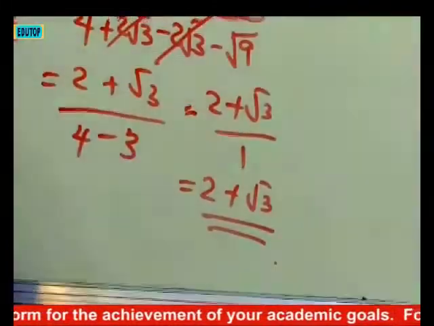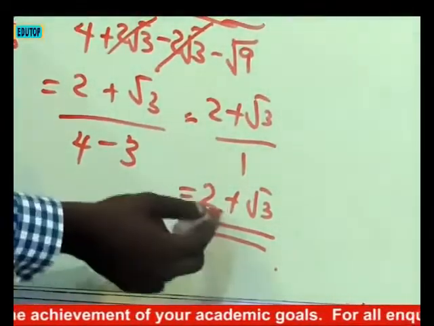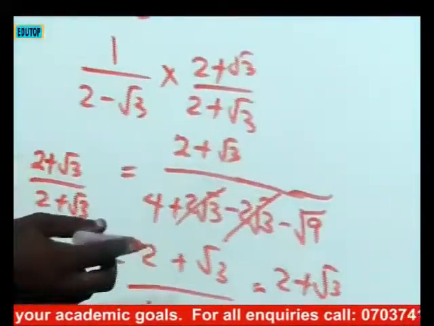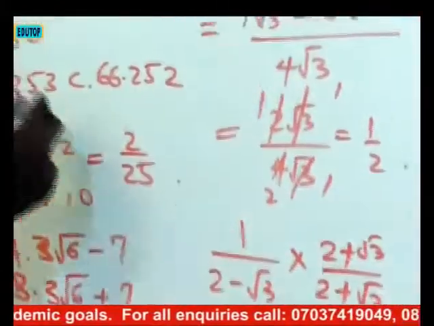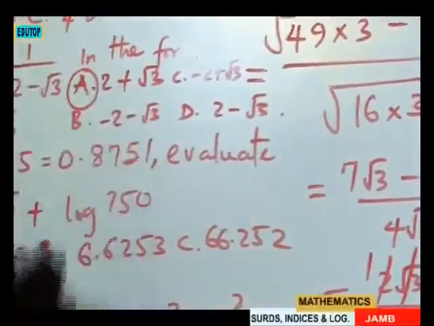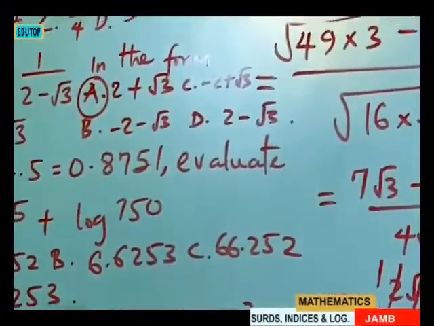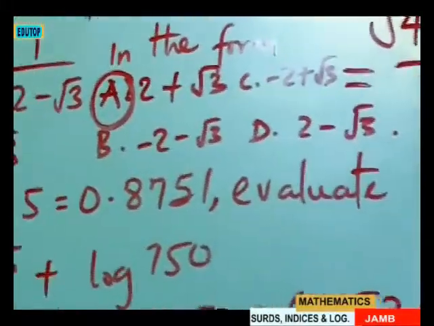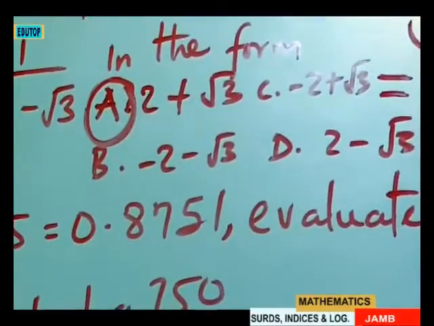So I go to the options and pick the option that correlates to this. Which option will definitely match what I have? I have 2 plus root 3, so it's A that matches that. So I will just circle A or click on A, and that is my answer. The next question, that's question 36.